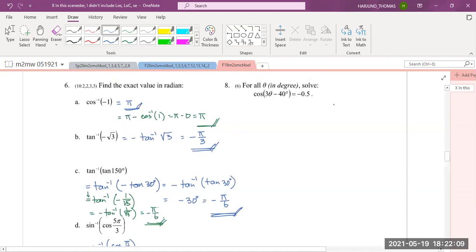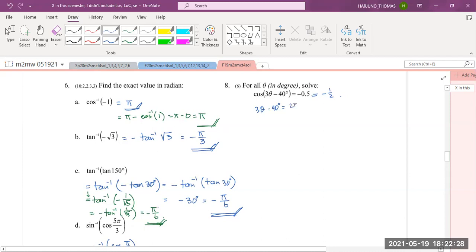Number 8. What is cosine of this to be negative 1/2? This is negative 1/2, right? I hope you realize that. Okay, which means 3 theta minus 40 degrees is equal to negative 1/2 in quadrant 2 and quadrant 3.